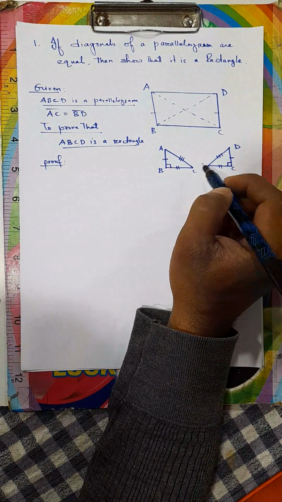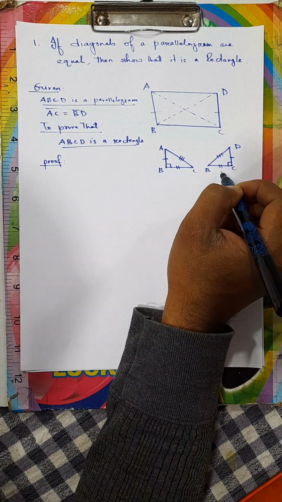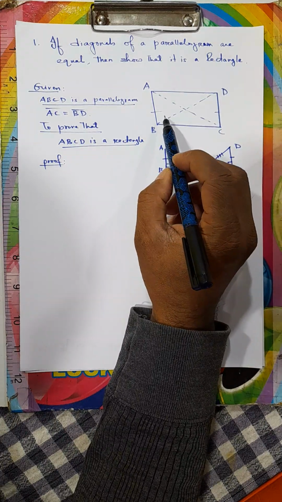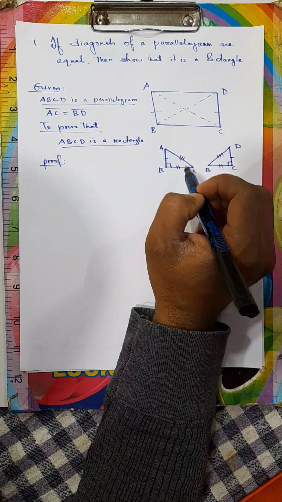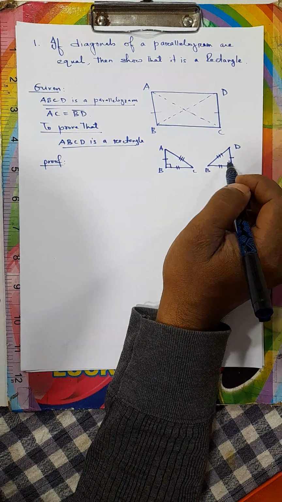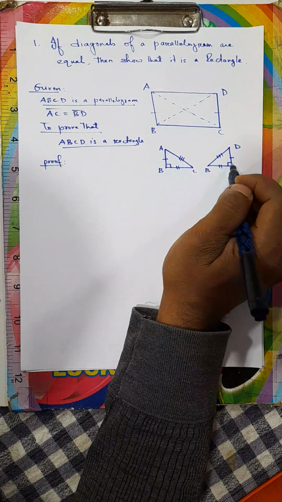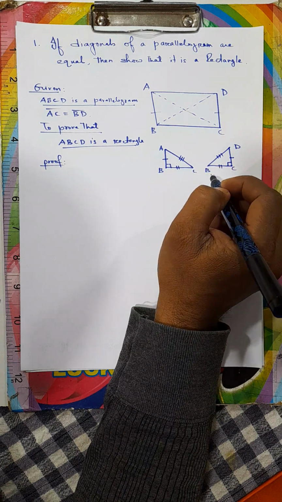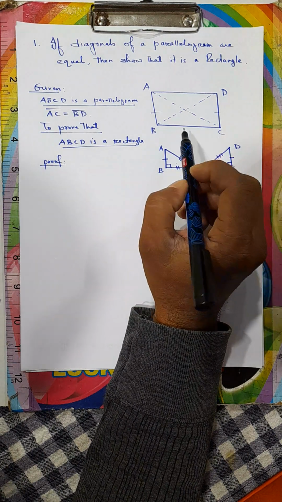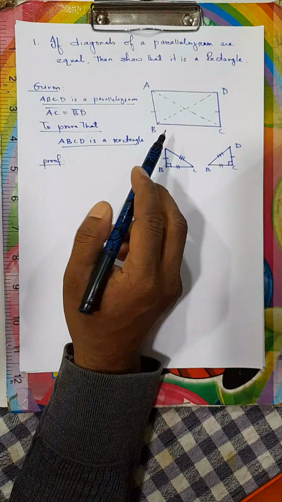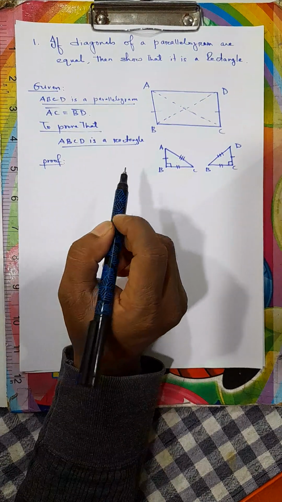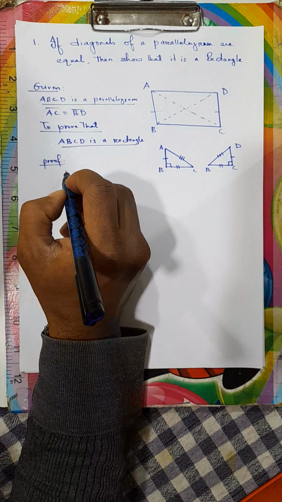Now, sum total of angle B and C is 180 degrees. In a parallelogram, a pair of adjacent angles are supplementary. So angle B plus C is 180 degrees. Since they are equal, angle B equal to angle C equal to 90 degrees. That means ABCD is a rectangle, because we proved that at least one angle is 90 degrees. In a parallelogram, if one angle is 90 degrees, then it's a rectangle.